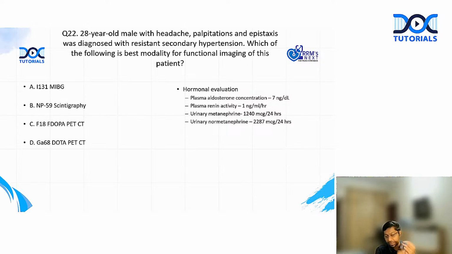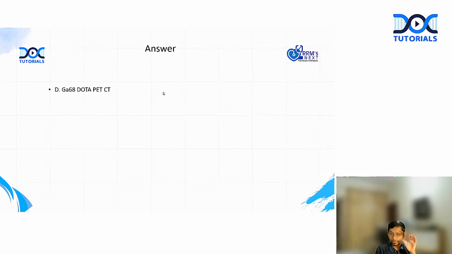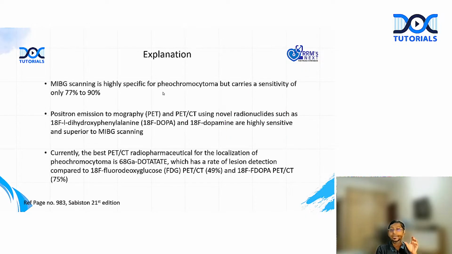MIBG, F-DOPA and gallium-68, all three are useful for functional imaging of pheochromocytoma or paraganglioma. Now remember, MIBG is specific, but sensitivity is low, 77 to 90%. And when we use other modalities, we can of course use PET-CT or we can use DOPA molecules like F-DOPA or F-dopamine. The best PET-CT tracer that we use is basically a gallium-68 dotatate.